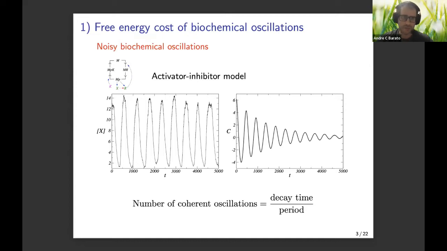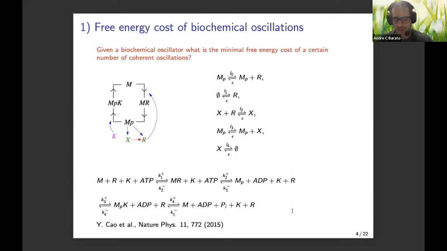So, if you give me a model like the activator inhibitor model, that's one model for biochemical oscillations. That's just a bunch of chemical reactions, right? I can write down all those chemical reactions. This model, of course, is going to burn some free energy. If you have an equilibrium model, if you're not burning any energy, then you cannot have oscillations. Your correlation function will not display an oscillation. That's something you can show.